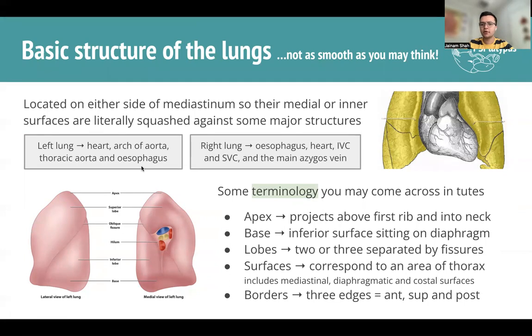Surfaces wise, they just correspond to the area of the thorax that they're facing. So you've got the mediastinal, the diaphragmatic, and costal surfaces. Really low yield, just know that those terms exist. And even more low yield is the borders. So you've got three edges. Think about your lungs being sort of like triangles, I guess. You've got anterior, superior, and posterior borders. Again, if you want to have a look at that in more detail, the notes are linked on the drive.